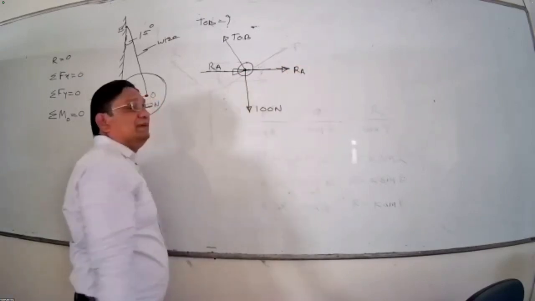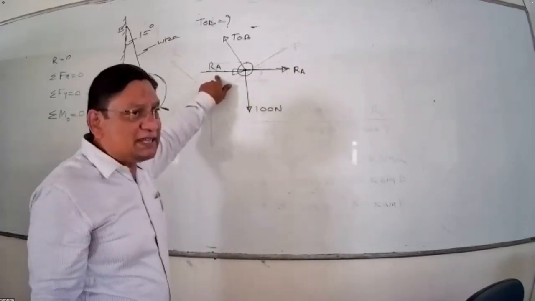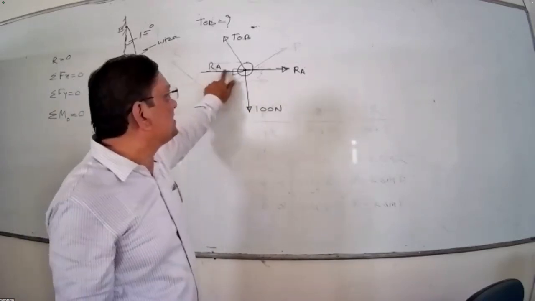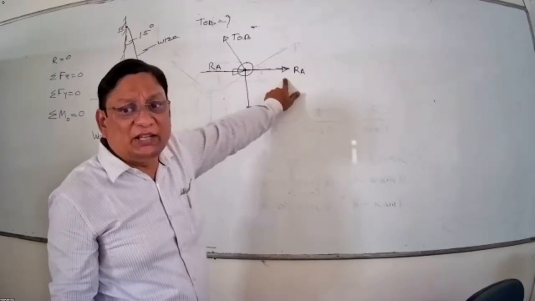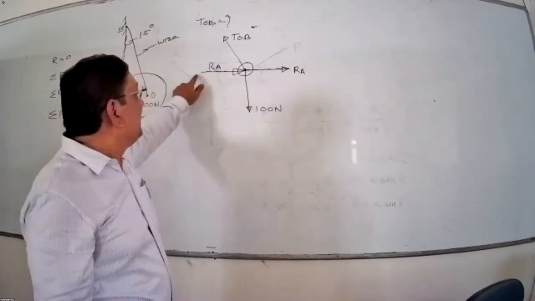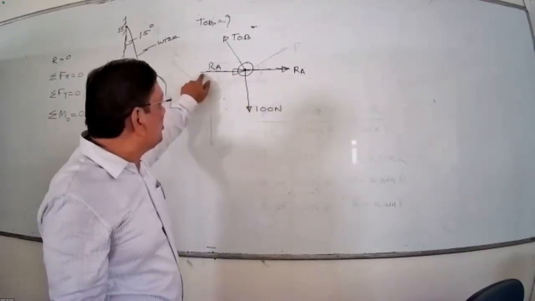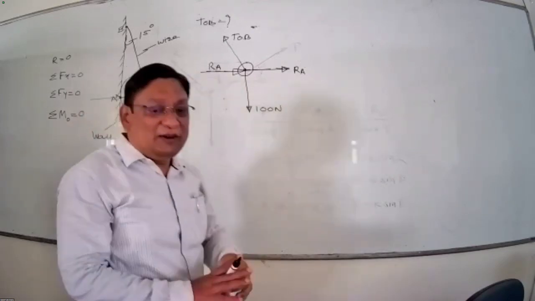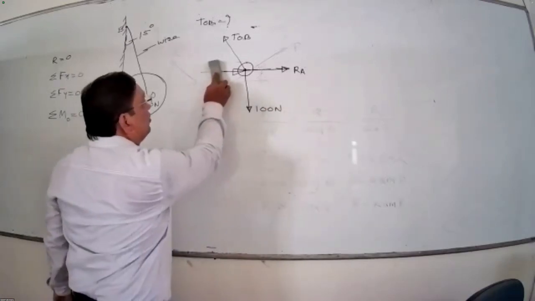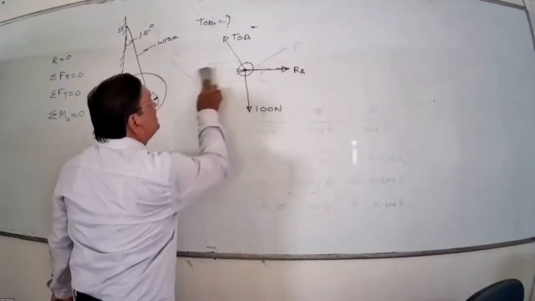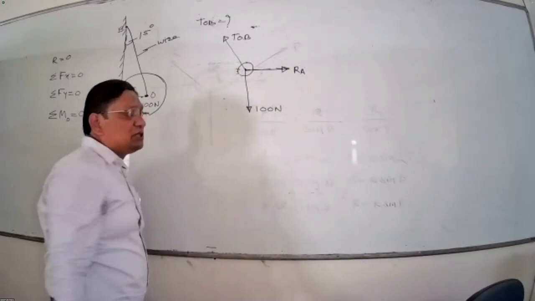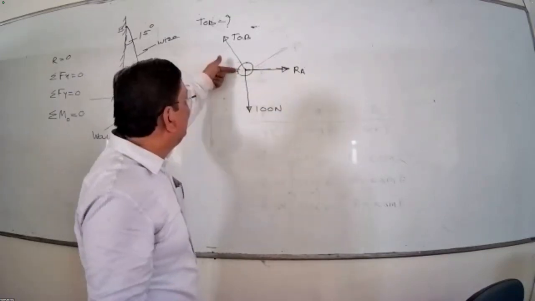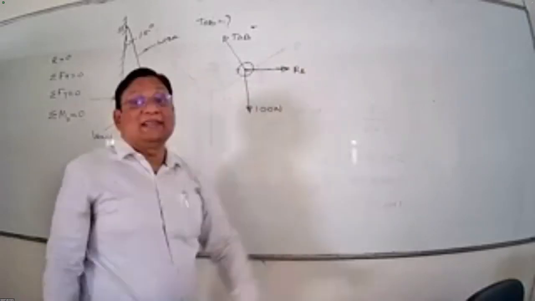The principle of transmissibility says the force can be assumed to act anywhere along the same line of action on the body, and its effect will remain unchanged. RA is horizontal; in the same horizontal direction I can consider RA acting like this, and its effect will remain the same. Now I will consider this as the free body diagram. To avoid confusion, I am erasing this. By the principle of transmissibility, reaction RA, which actually acts here, I am shifting here.